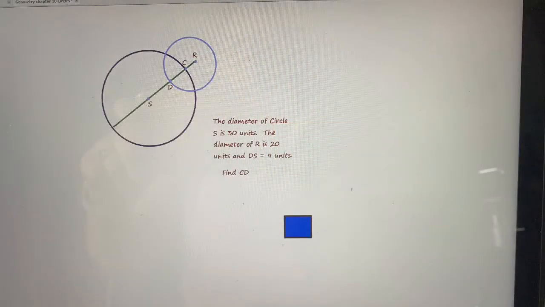Let's look at these two circles. They overlap one another. The diameter of circle S is 30 units. The diameter of R is 20 units. And DS is 9 units. You need to find CD.